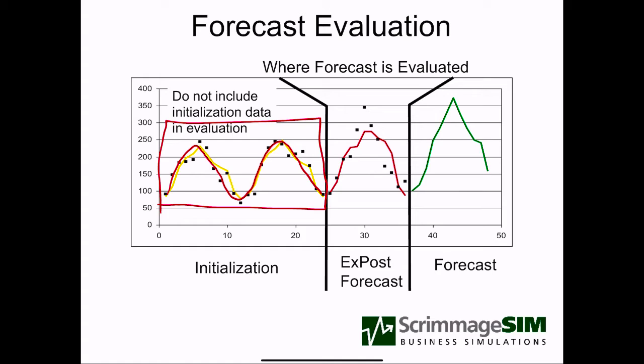The ex post forecast region, if we have additional data beyond what we need to initialize, is where we evaluate forecasts, where we can compare the forecast data to the actual data and see how accurate our forecasts are. Then we make a forecast in the future where we have no idea what will happen, except that we know our forecast is going to be wrong, but hopefully it's going to be close enough that we plan well enough to be successful.